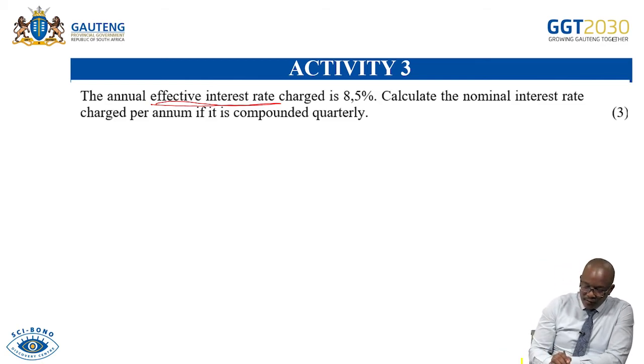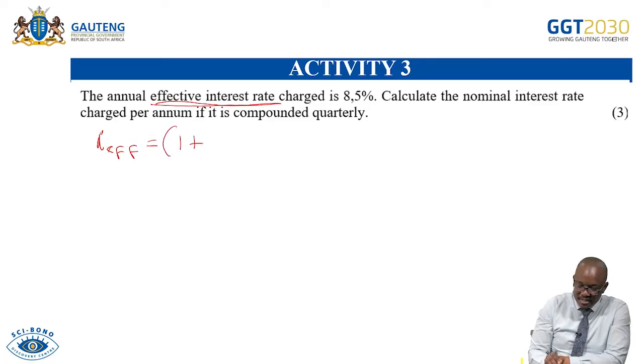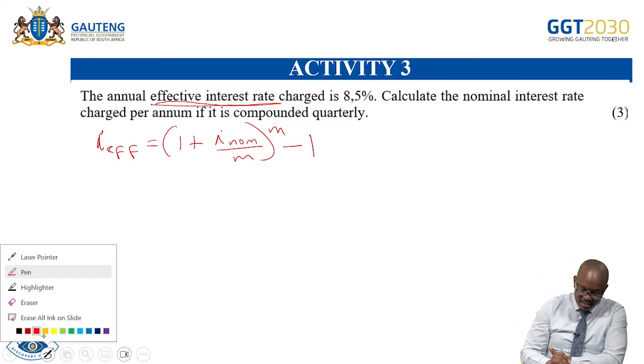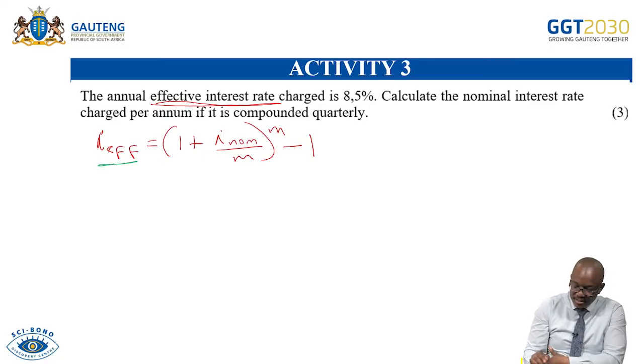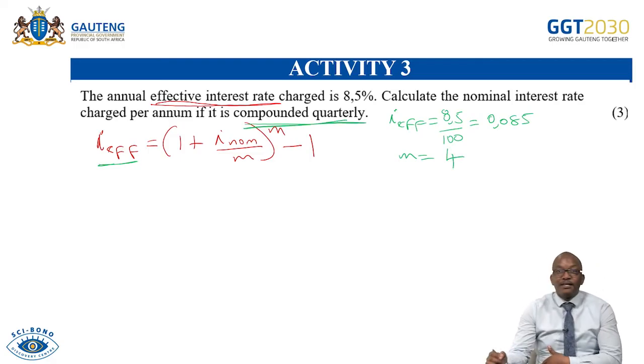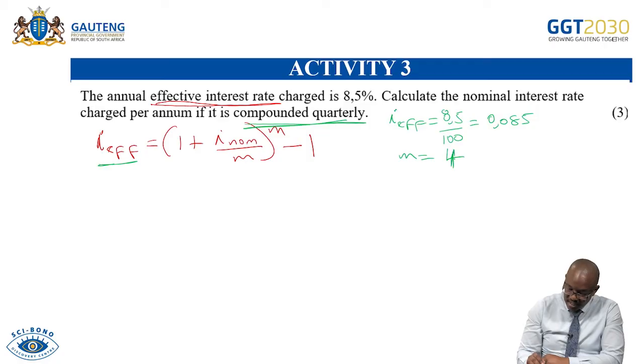So now remember, in our formula we have the effective interest rate, which is equal to (1 plus I norm over m) to the power of m, minus 1. In this case, you can see that we are given the effective interest rate. So I effective is equal to 8.5. If you divide that by 100, remember, you will get 0.085. And your compounding period, they said here, is compounded quarterly, and quarterly we agreed from our table is 4 times a year.